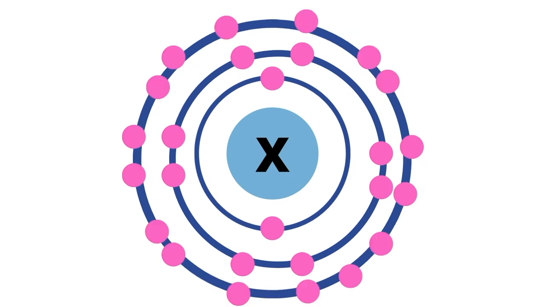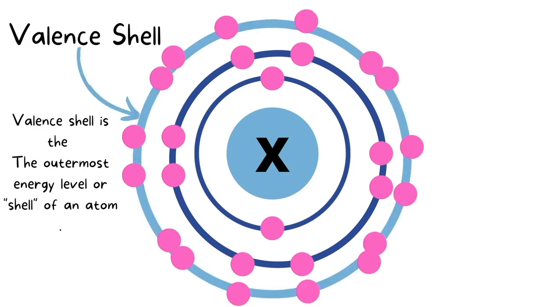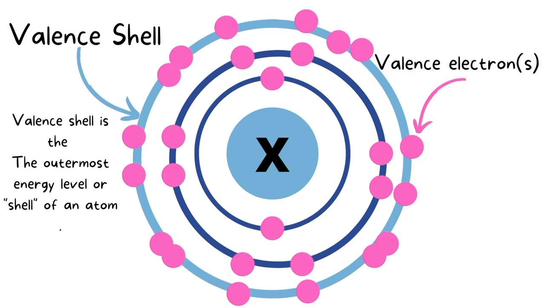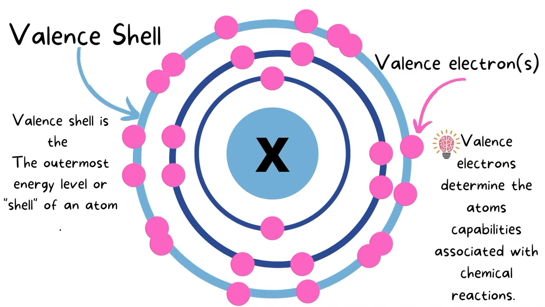The outermost energy level is referred to as the valence shell. And the electrons on this valence shell are referred to as valence electrons. Valence electrons are super important because the number of them determines the atom's ability to interact in chemical reactions. These valence electrons are going to be doing all of the interaction and communication with other atoms.